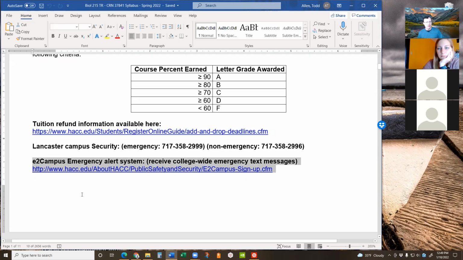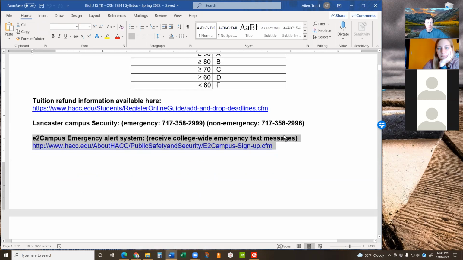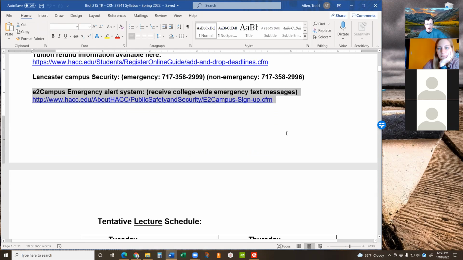Finally, the E2 Campus alert system here. If you're not already signed up for this free service, I want to encourage you to do so. If HAC as an institution needs to communicate with students and employees rapidly, they will send out a text alert through this automated system. You know what's going on. We know that classes are canceled because of snow. We know that something weird's going on up in Harrisburg. Who knows what it might be. This is a really good way to stay in touch with what's happening with our school. So it's free. I encourage you to sign up if you're not already signed up.